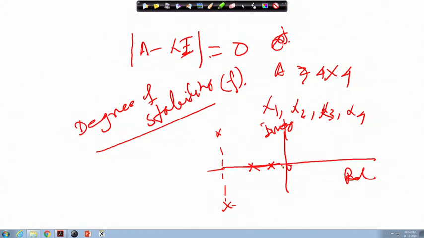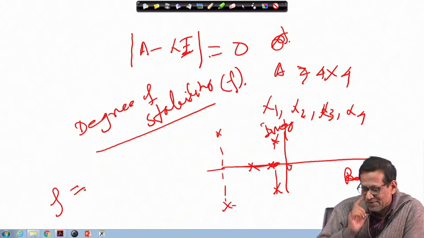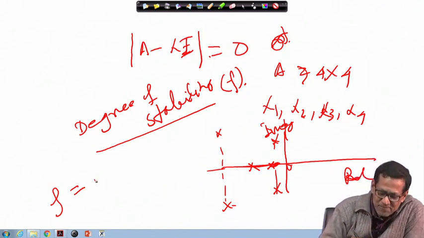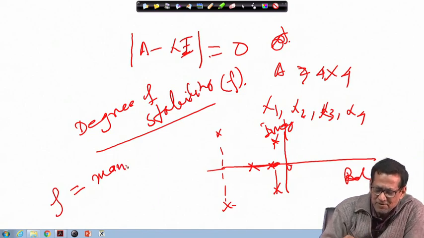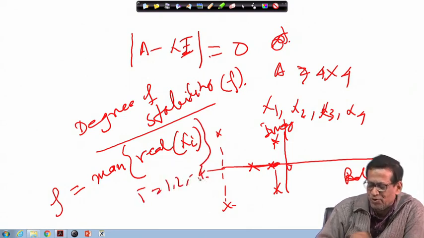So our consideration is the eigenvalue very close to the origin, and that means we have to see the real part. Even if it is a complex conjugate, you have to see the real part, right. So our objective is to push this one away from the origin. Therefore, we can define rho is equal to the max of the real part of lambda i, for i is equal to 1, 2, say up to 4, right.